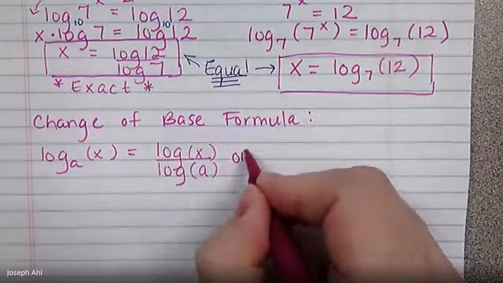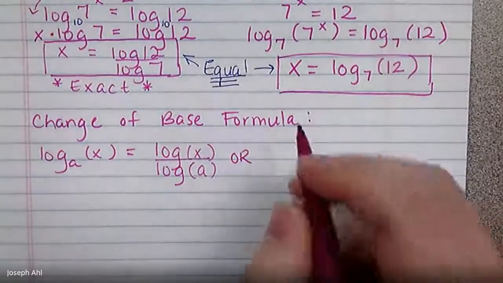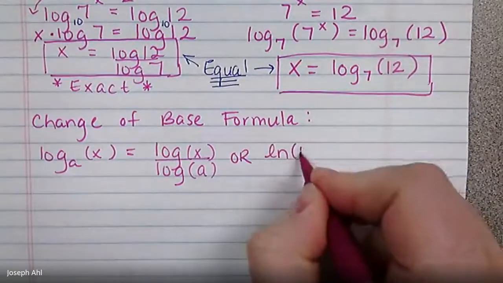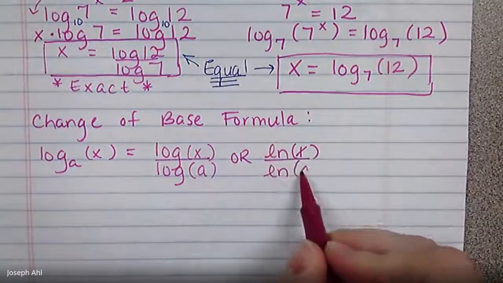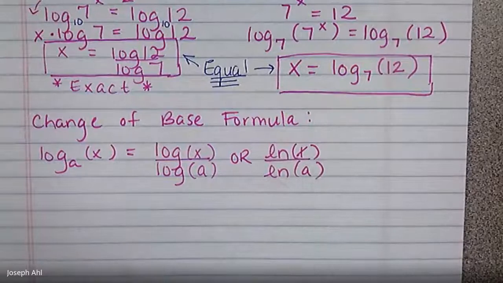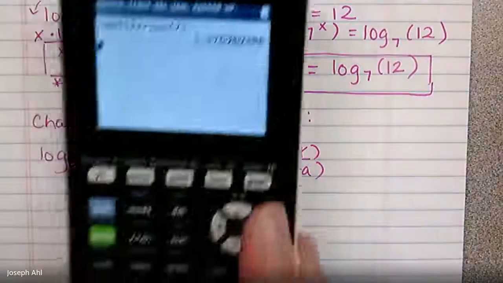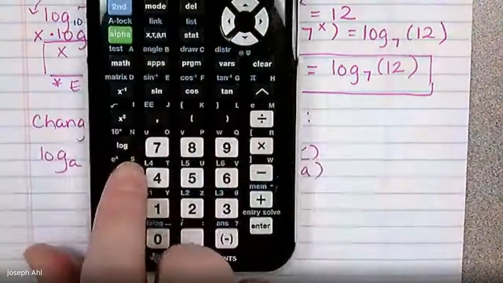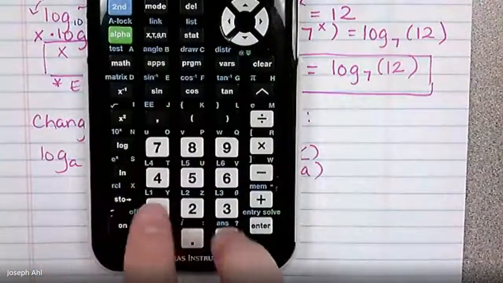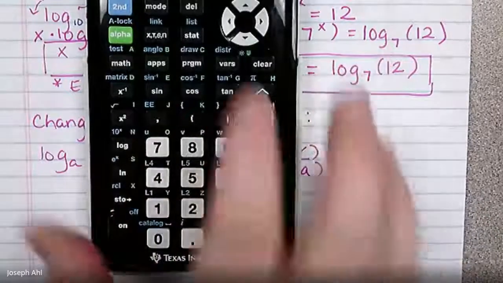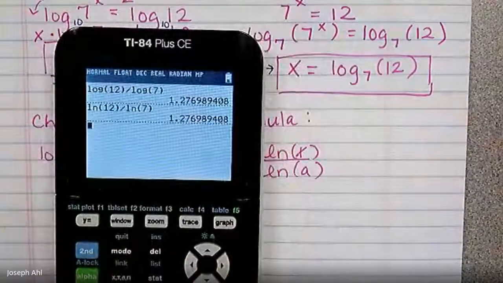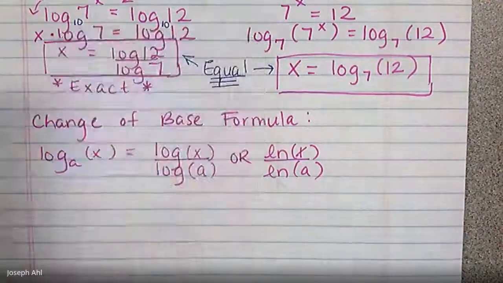Or it doesn't have to be log base 10. It would actually have been the same thing if I had done the natural log of, in general, x over the natural log of A. And I can prove that to you by saying, hey, if we still have log 12 over log 7 typed in, what if I had done natural log, ln of 12 divided by the ln of 7? That's also going to be the same decimal, 1.28. So how cool is that? You can change it to whatever base you want.